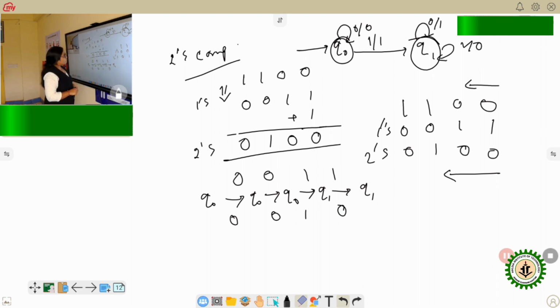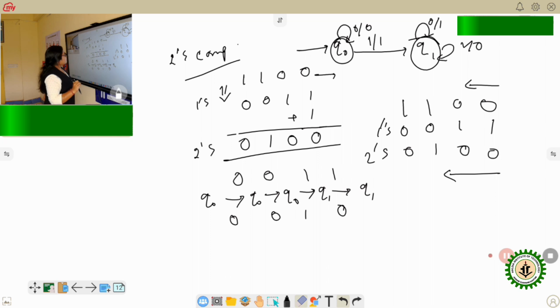Another trick we can follow here. As this is my actual string, we have to start from the left side. If you get zeros here, you just leave them as they are, and after that the first 1 you get, leave it as it is. After getting the first 1, whatever you get, just write the complement of it. So 0 0 I am leaving as it is, 1 I am leaving as it is. After that 1 will be complemented, that is 0. So this is the two's complement of this number.